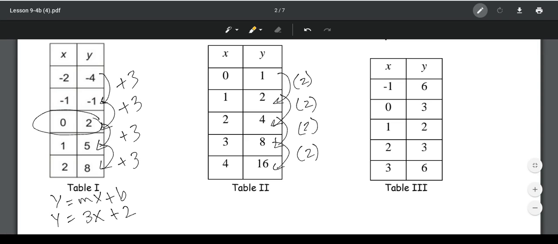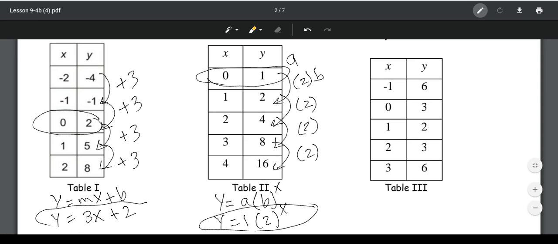And the formula for an exponential function is y equals a times b to the x, where a is the initial value, and the initial value in this case is when x equals 0, which is 1. That's a. And b in this case is the factor, which is 2. So the equation is y equals 1 times 2 to the x.